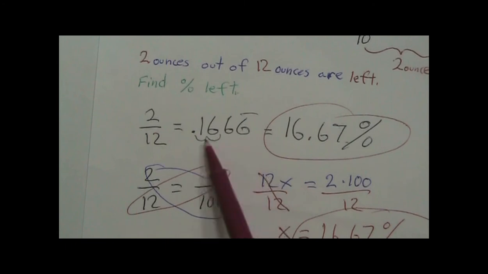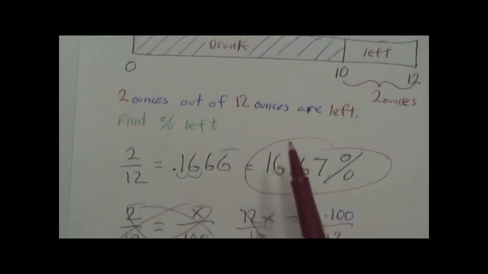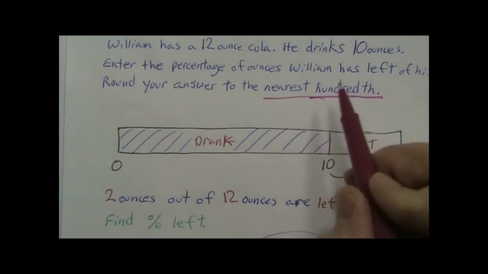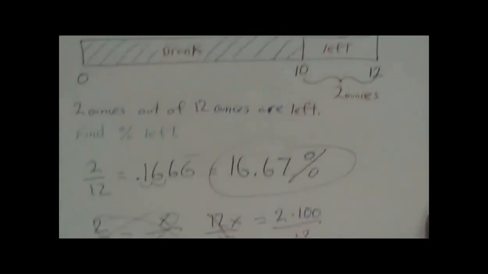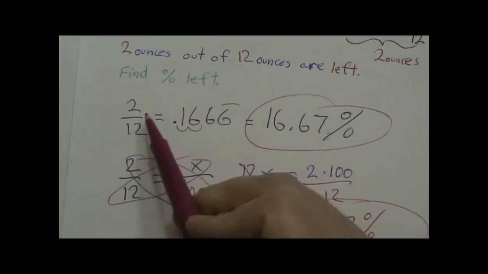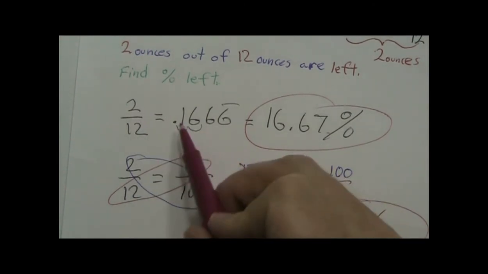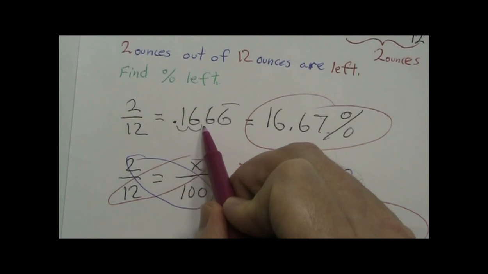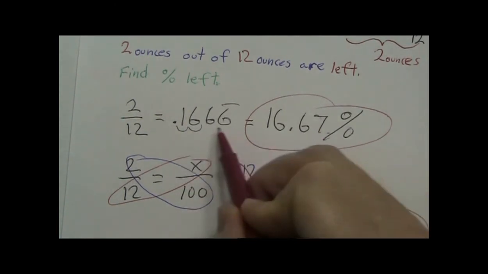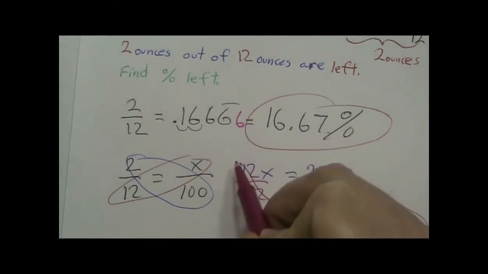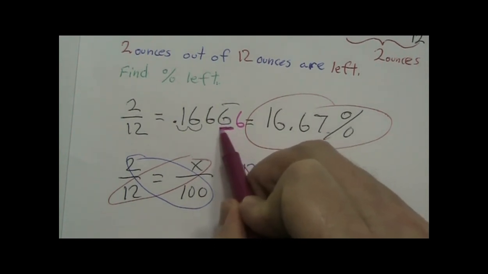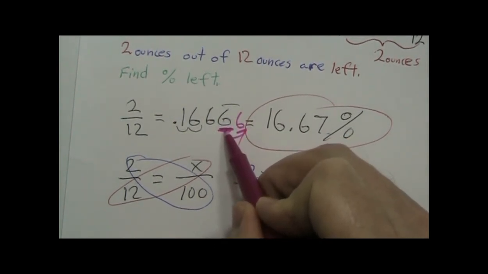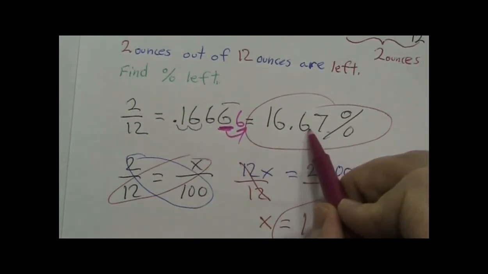Okay, but you have to round it off. That's the key right there. That's where people make mistakes. You need to round it off to the nearest hundredth. Nearest hundredth. Okay, so in this case here, 2 divided by 12 is 0.1666. It just keeps going. That's 16.666, right? So this is where you're going to stop. You look to the right, 5 or more, it goes up. So the answer is 16.67.